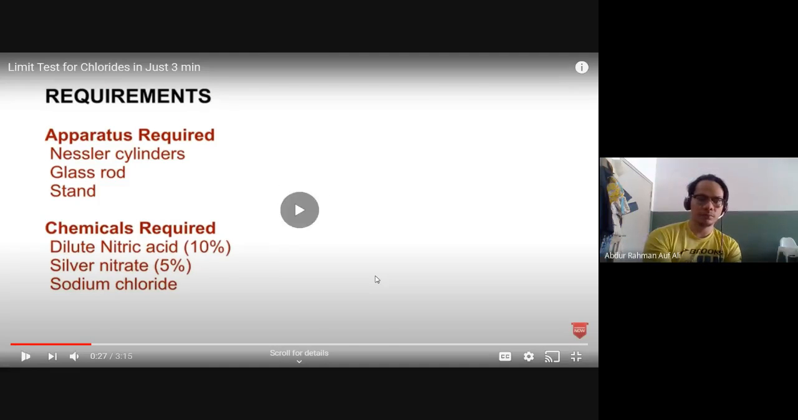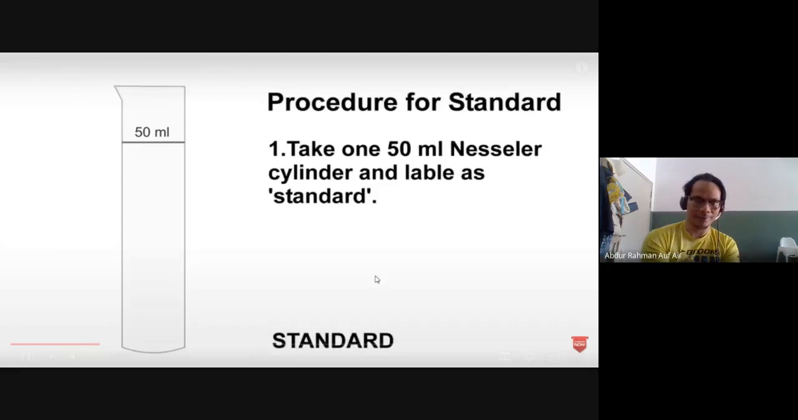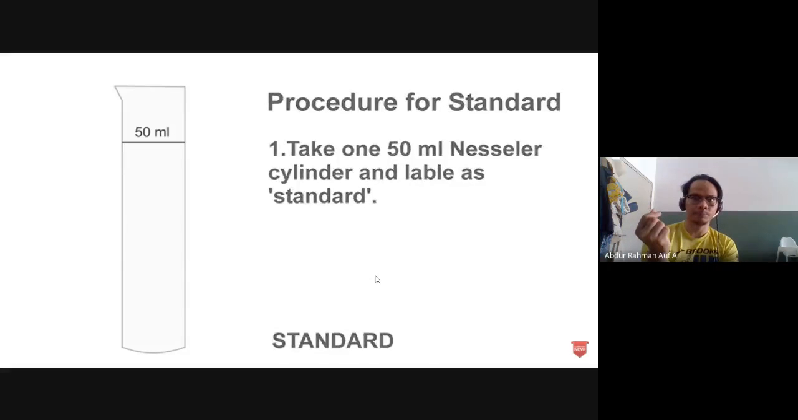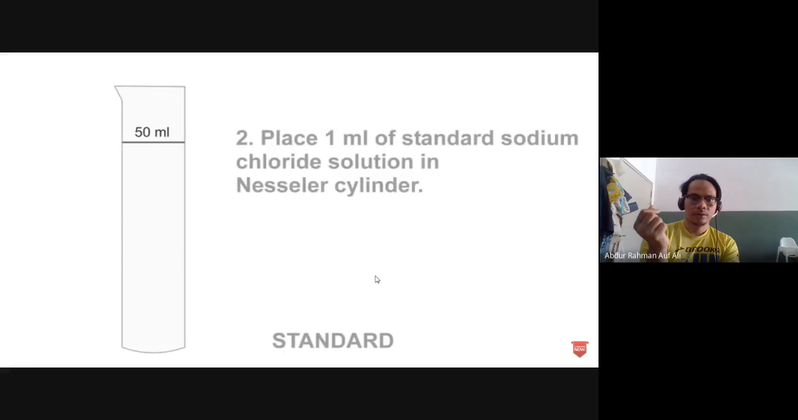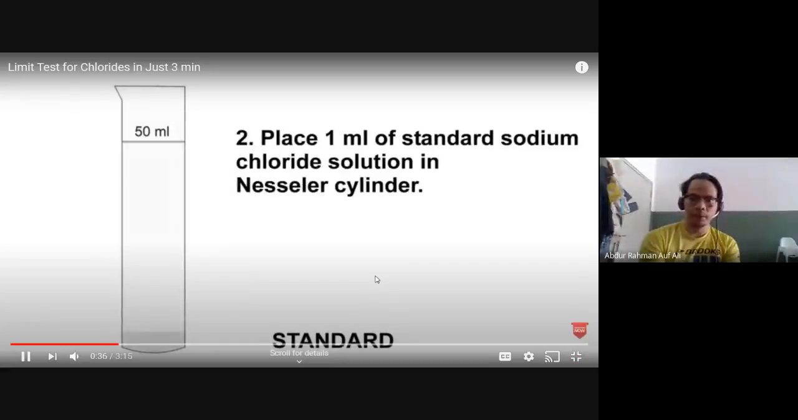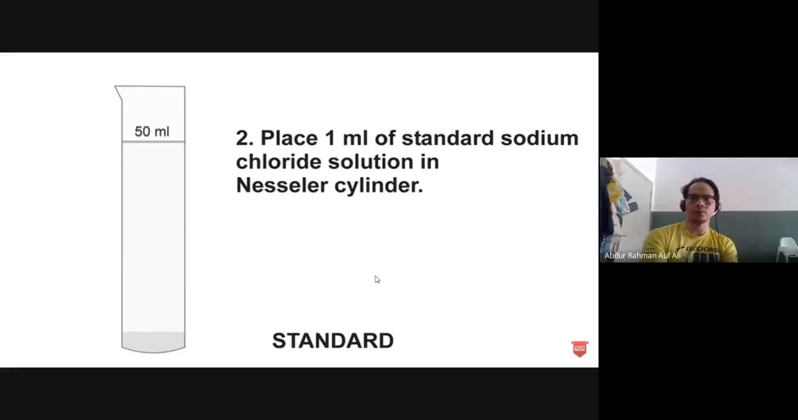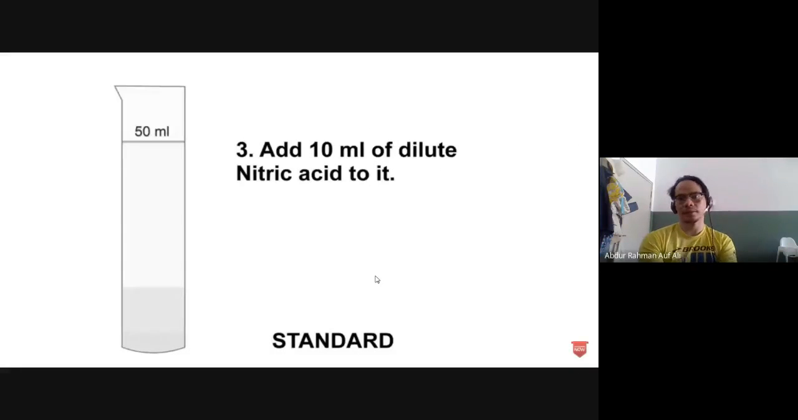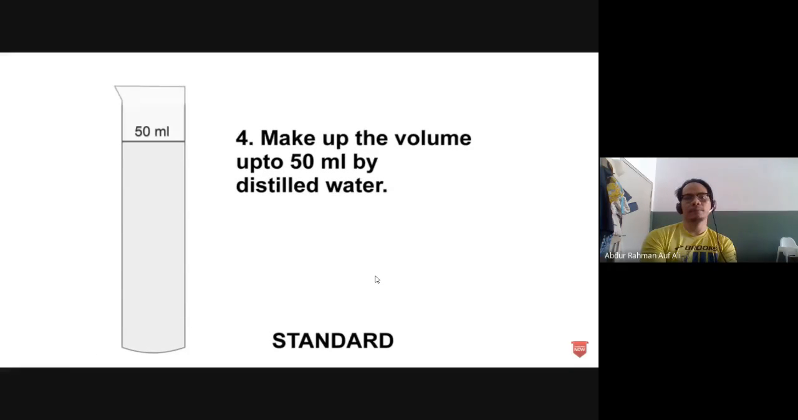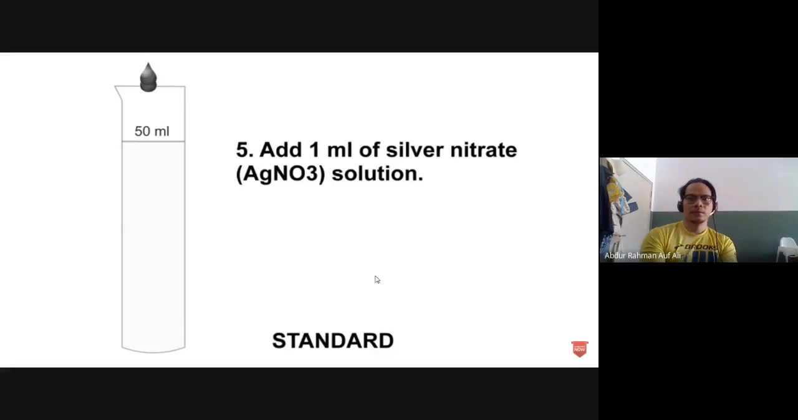Saya akan tunjuk dua video. Satu video is animated like this, and the other video is the actual one in the lab. Take a Nessler cylinder. We put water and we put 1 ml of sodium chloride solution. So that is our standard. And then we put 10 ml of nitric acid into it. Then make up until 50 with distilled water. And then we add 1 ml of silver nitrate solution.